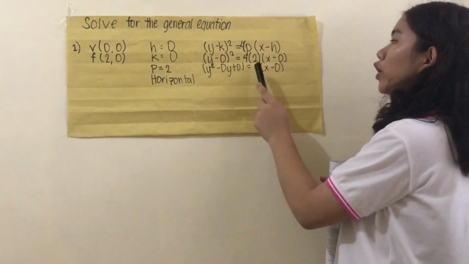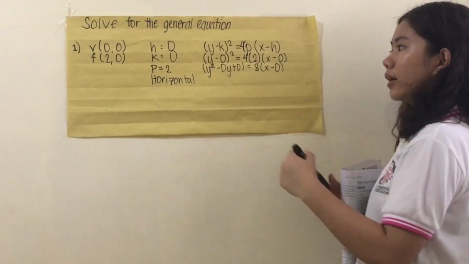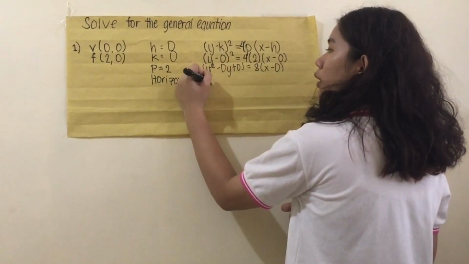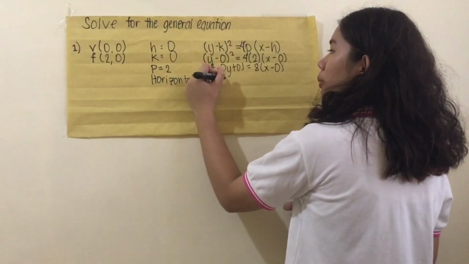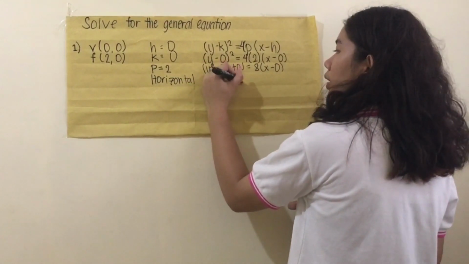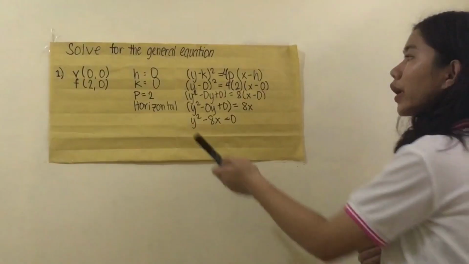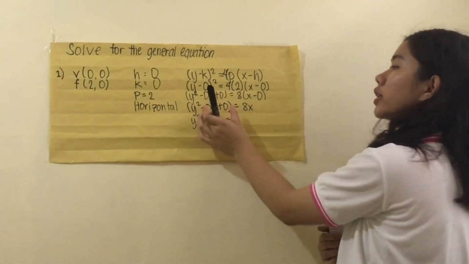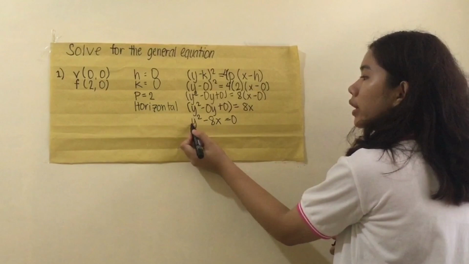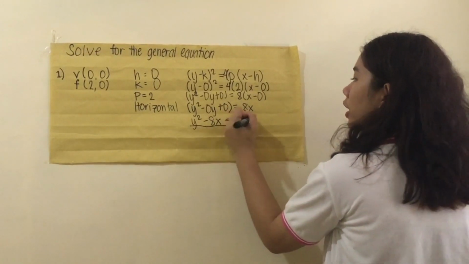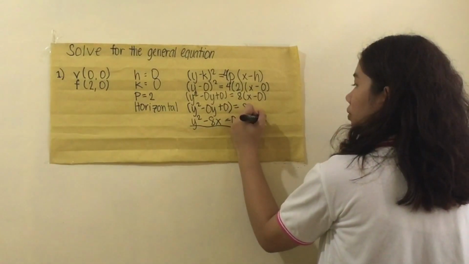So now we're going to distribute this side. So it will be y squared minus 0y plus 0 equals 8x. We are going to cancel it because it's 0. So this one is the general equation.